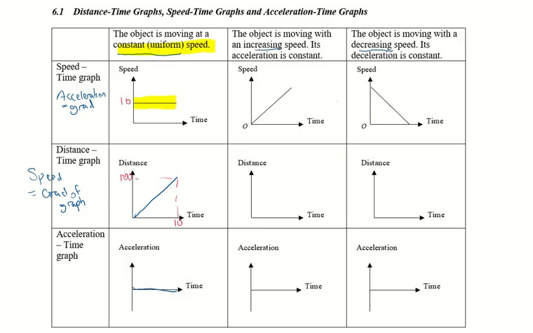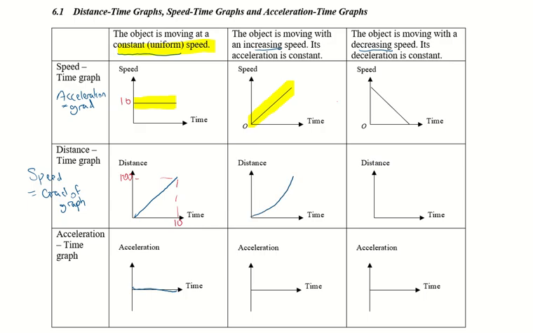Let's take a look at the increasing speed now. My speed is increasing this way. So how do I represent it on the distance time graph? Notice that my speed is increasing. At first there's less distance, I'm starting slow. Then over time, as I increase the speed, there will be more distance covered. So it looks something like that.